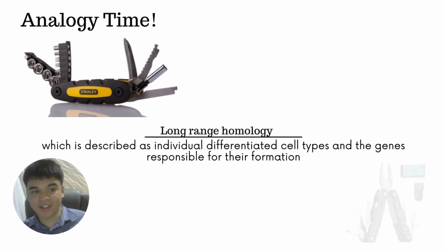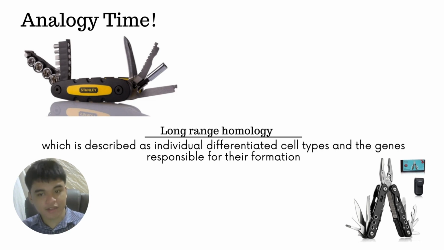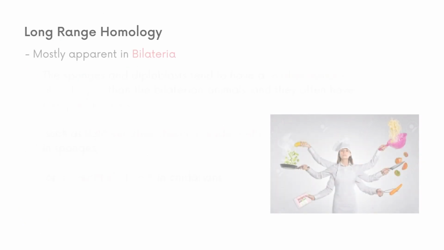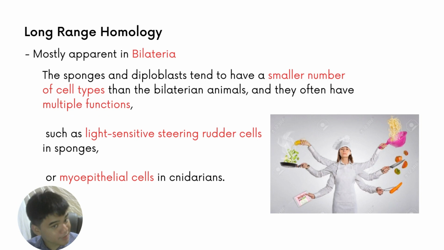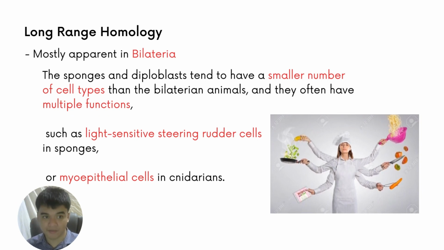And now we go to the long-range homology, which is described as individual differentiated cells and the genes responsible for their formation, aka it's very few cells that do a lot of things, aka it's a multitool. Long-range homology is very apparent in Bilateria, and for sponges and diploblasts, there are small angular cells with multiple functions, like I multi-tooled earlier. Sponges have light-sensitive steering rudder cells, basically light-sensitive like the eye, and steering rudder cells to steer. They have the myoepithelial cells, the muscle skin of the cnidarians, so it's like an understaffed kitchen.